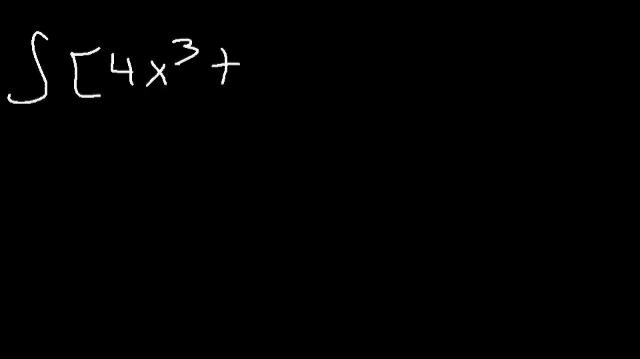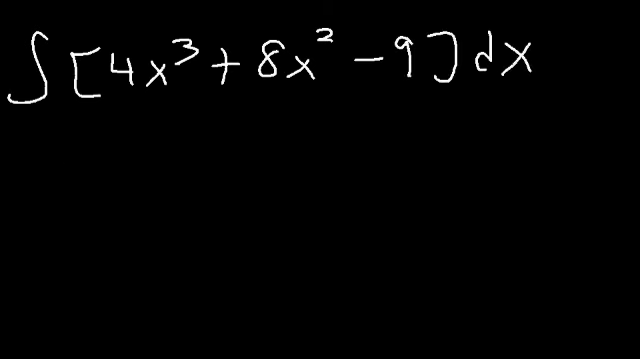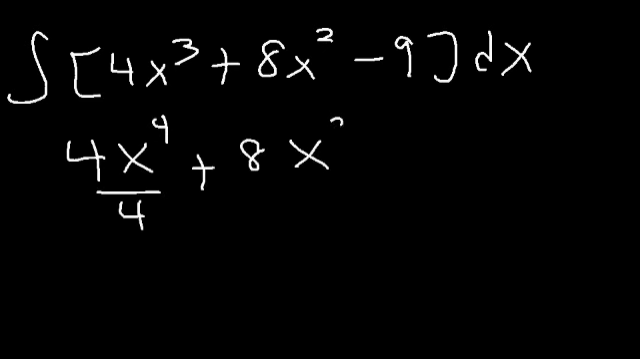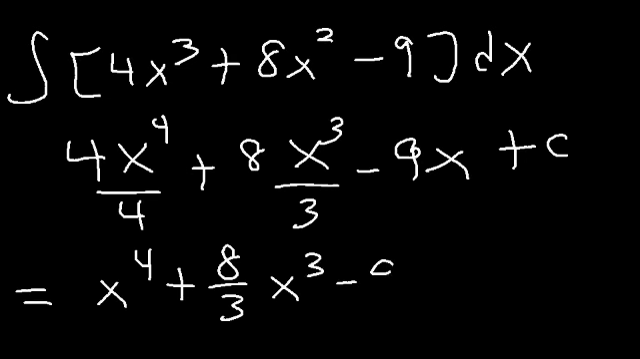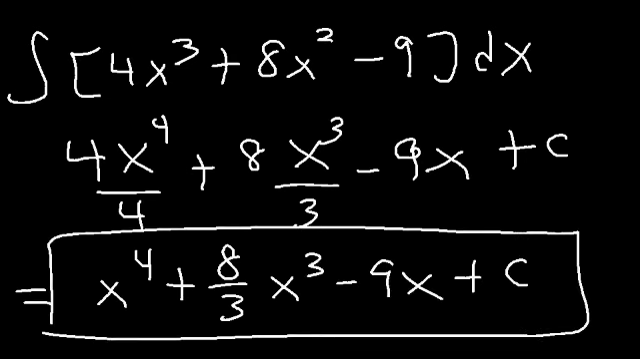So try this one. 4x cubed plus 8x squared minus 9 dx. So the antiderivative of x cubed is x to the fourth divided by 4. And for x squared is x to the third divided by 3. And for the constant, simply add an x to it. And if you can reduce it, go ahead and do so. 4 divided by 4 is 1. So it's x to the fourth plus 8 thirds x cubed minus 9x plus c. So this is the answer.